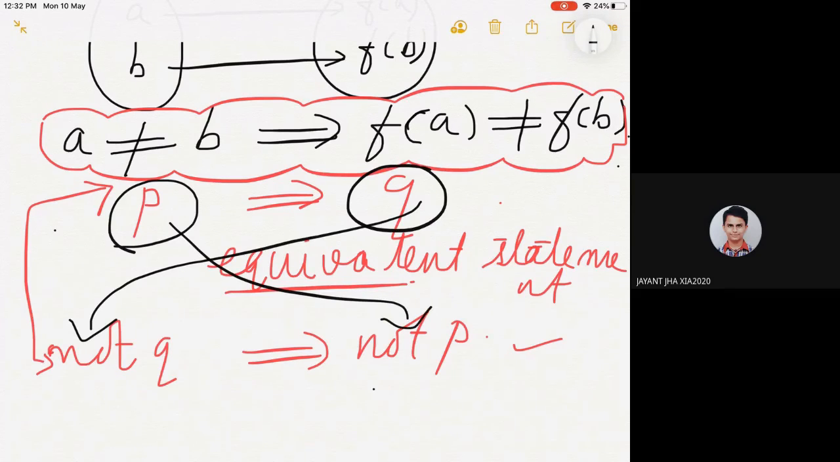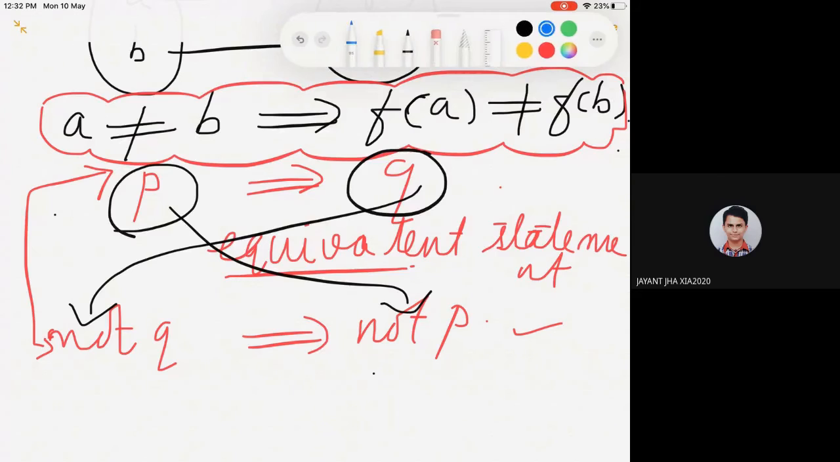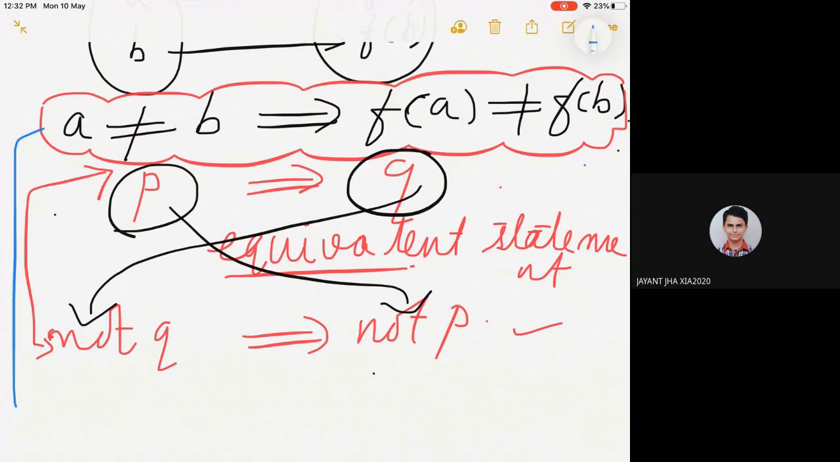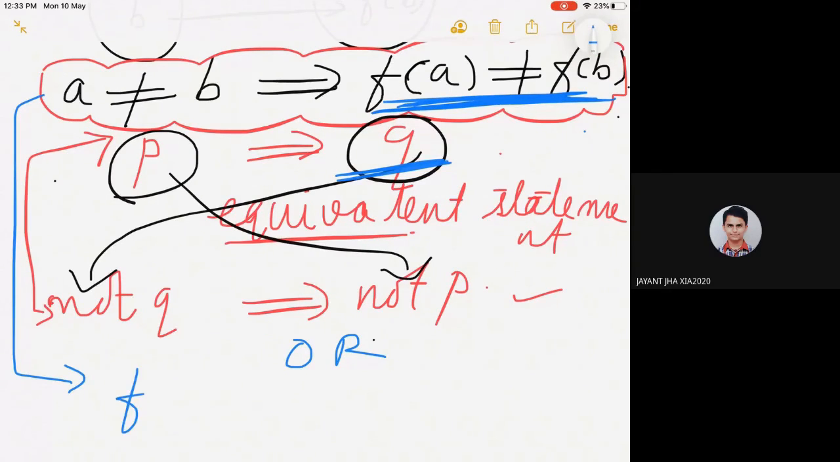Okay, so this will be the equivalent statement. Now, if you are converting this to the equivalent statement or basic definition, you get the statement not of this result. The equivalent statement is actually not Q implies not P. So, the not of this means the negative of this statement. The negative of the statement f of A not equal to f of B is f of A equal to f of B. Okay, f of A equal to f of B.